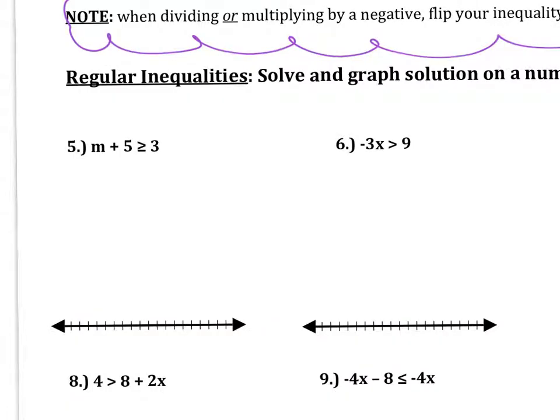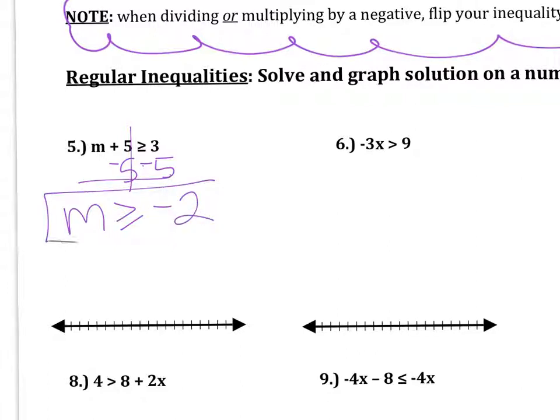So looking at number 5, we have m plus 5 is greater than or equal to 3. So we're going to start by subtracting 5 on both sides. So we are solving like a regular equation. So m is greater than or equal to negative 2. Since that m is by itself, we are done. So on our number line, I'm going to put a couple points. We have our closed point at negative 2. And since m is greater than or equal to, it is going to go to the right.